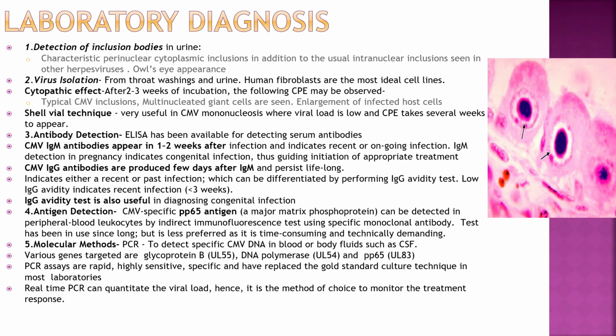Antigen detection: CMV-specific pp65 antigen, a major matrix phosphoprotein, can be detected in peripheral blood leukocytes by indirect immunofluorescence test using a specific monoclonal antibody. The test has been used since long but is less preferred as it is time consuming and technically demanding. Molecular methods: PCR to detect specific CMV DNA in blood and body fluids such as CSF.